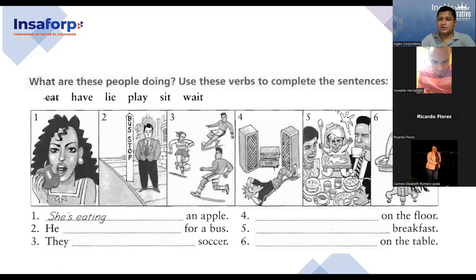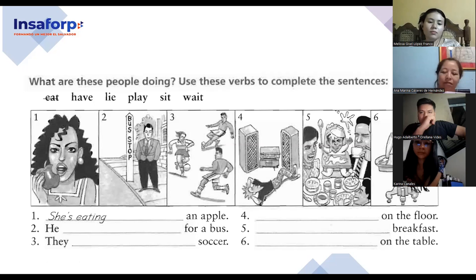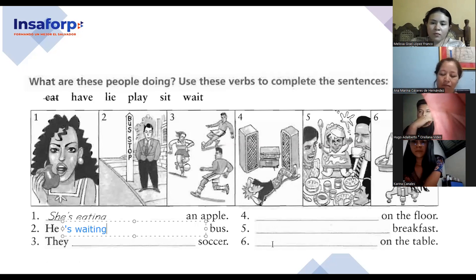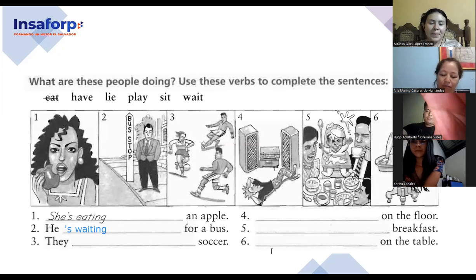Anybody? Let's work with... His way. Wait. His way, bus stop. Oh, okay. His way. Wait. Very good. Okay. Waiting. Waiting. Exactly. For a bus. He's waiting for a bus. Very good. What about number three?